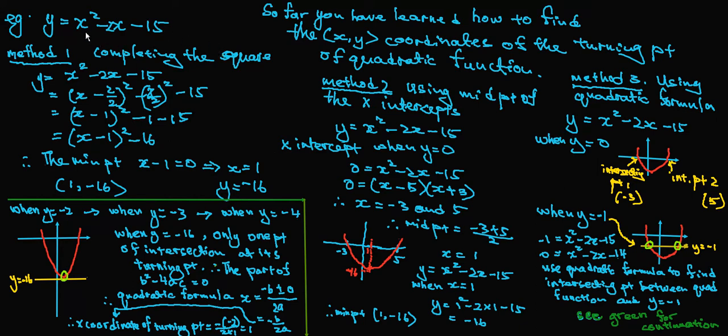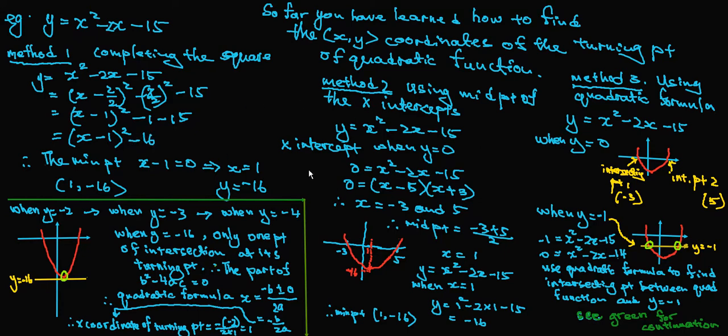So for example, we have a quadratic function x squared minus 2x minus 15. If you carry out the completing the square methodology, you will end up with (x minus 1) squared minus 16. So once you have completed the square on the quadratic function, from here x minus 1 equal to 0 and x equal to 1, then this will be the x coordinate of the minimum point, and this value will be the y coordinate of the minimum point.